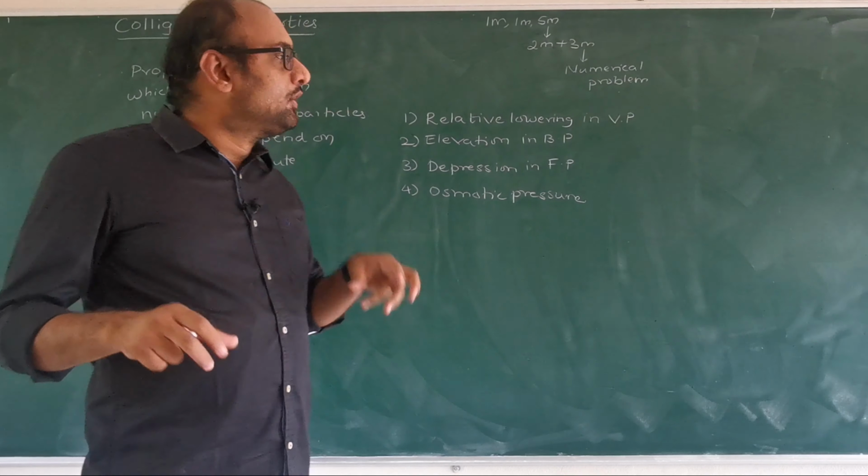Remember, the relative lowering in vapor pressure is equal to the mole fraction of the solute. So this is a brief introduction to relative lowering in vapor pressure. Using this colligative property, you can calculate the molar mass of the solute. We will have a problem for 3 marks. The molar mass of the solute can be calculated if you know the value of this colligative property.